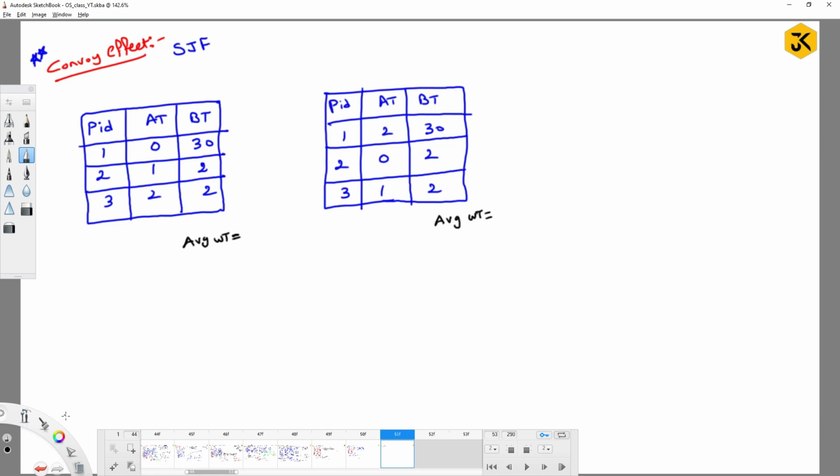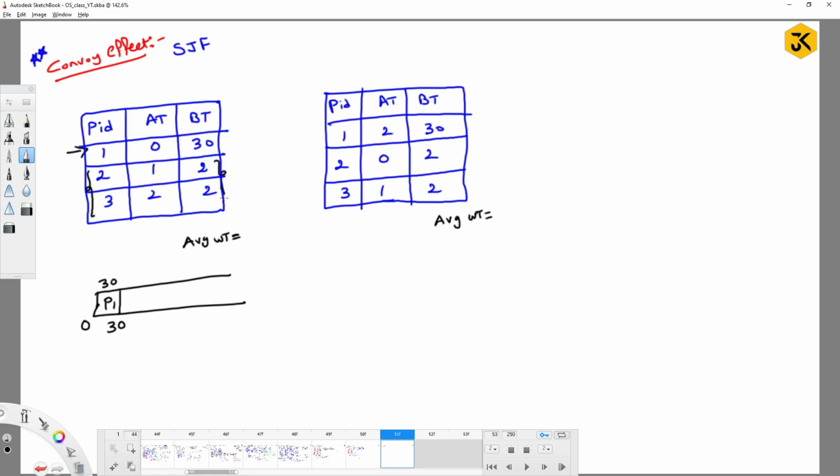So guys, how is this SJF algorithm going to work? Let's try to draw the Gantt chart first. Start with 0. At time 0, is there any process available? Only one process, P1, is available, so it will be allocated directly. P1 executes for 30 units and will be done by 30. And by 30 units, both P2 and P3 are available.